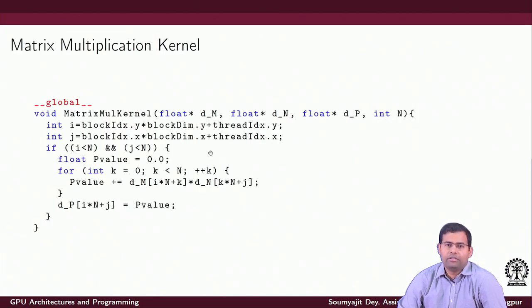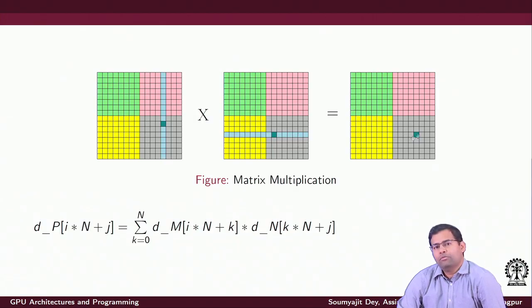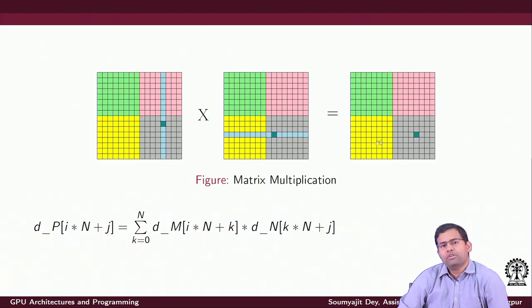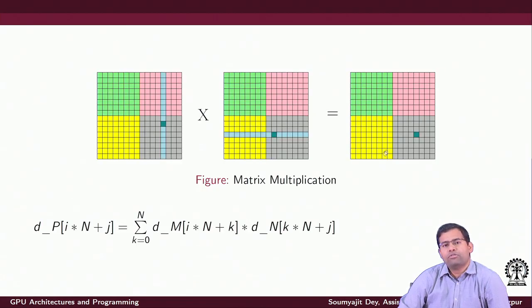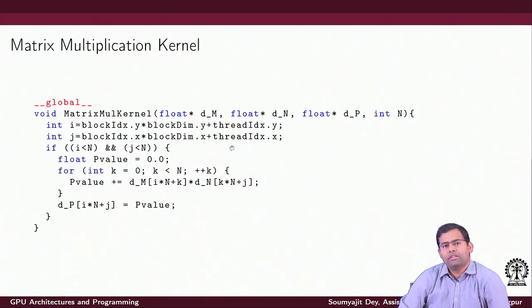Now j represents the column index for which I am going to do the computation. But how do I get j? In terms of the x and y axes, j should correspond to the x dimension of the blocks as well as the threads. Since blockIdx.x is 1 for this block, I would multiply it with the block dimension. So that's blockIdx.x times blockDim.x, and I would like to add to it threadIdx.x.